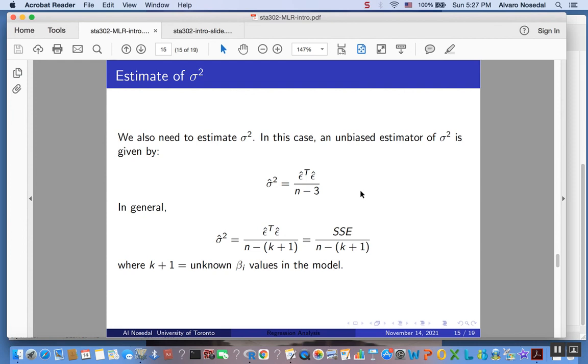So all those ideas that we have discussed thus far seem to be very useful and easily extended to the multiple linear regression setting. So that's it for now.